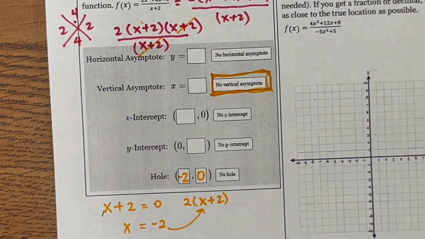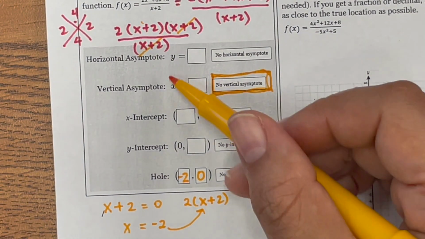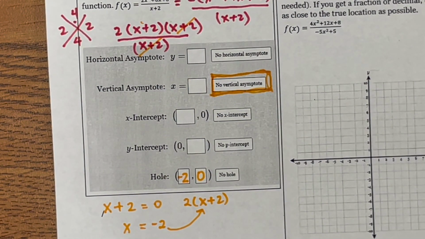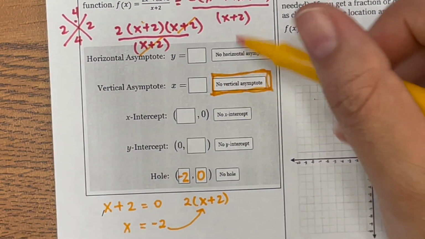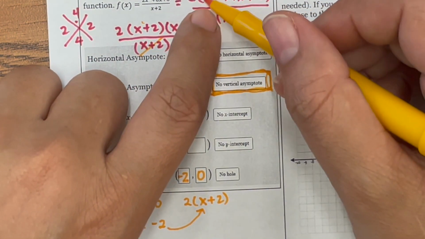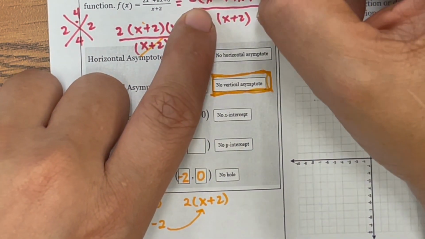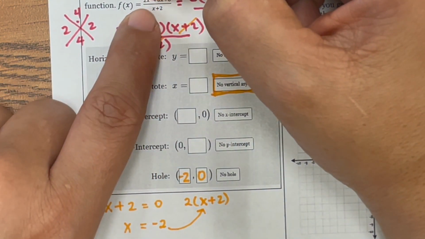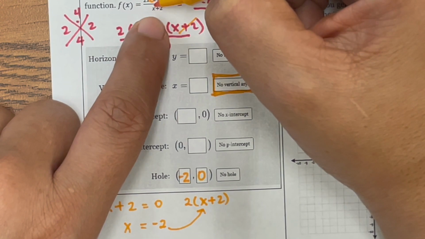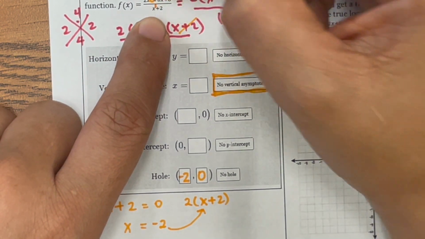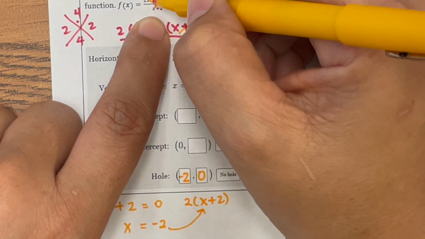Once I have my vertical asymptote, the next one I'm going to look at is a horizontal asymptote. When I'm looking at the horizontal, I want the greatest power. So I'm looking at the equation completely multiplied out. The highest power, this is going to be 2 and this is 1, right? So the denominator is less than the numerator.